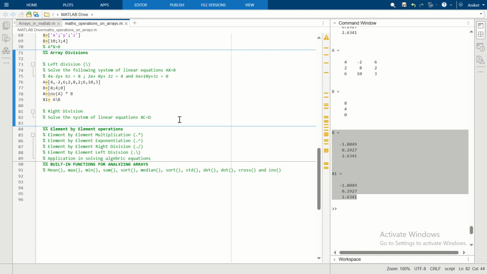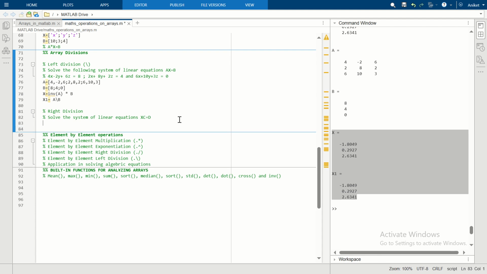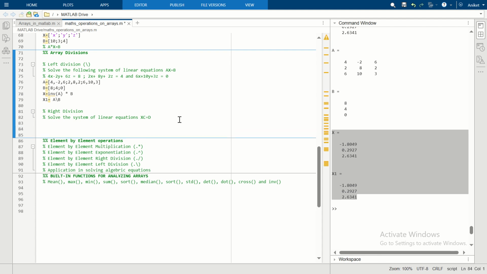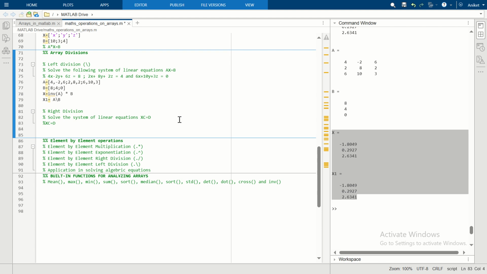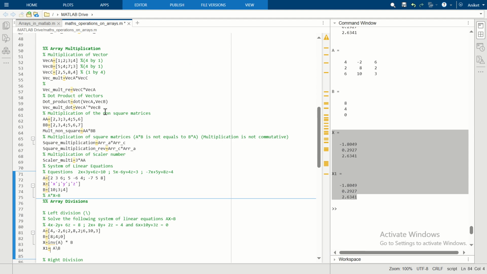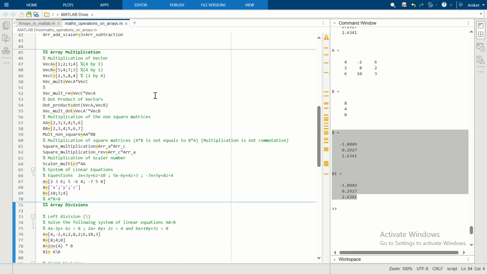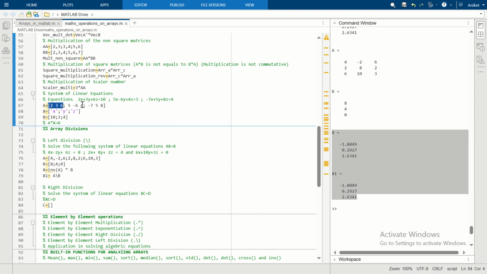So we can solve this for a right division also. Okay, so we'll consider a system of linear equations. Let's say we want x into c = d. We'll constitute c with a few elements. Now we will copy these elements from a previous multiplication example. Okay, so this will become c.